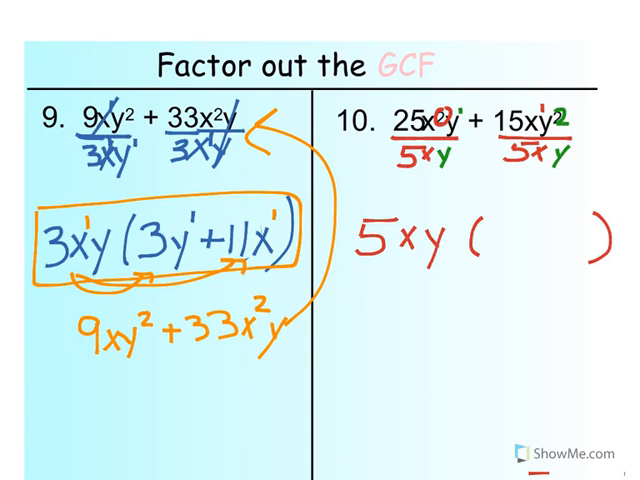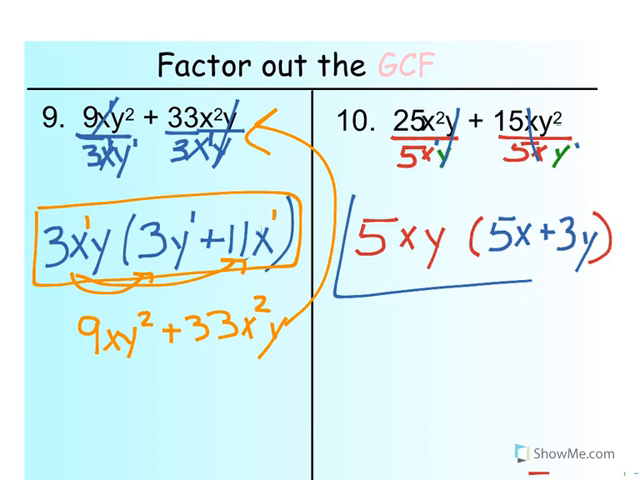They both share factors of 5, x, and y. So now let's simply reduce the fractions and see what it simplifies to. So we've got 25 divided by 5 is 5. X squared over x is just x, and the y's cancel. Second fraction, 15 divided by 5 is 3. The x's cancel. Y to the second over y to the first is just y.